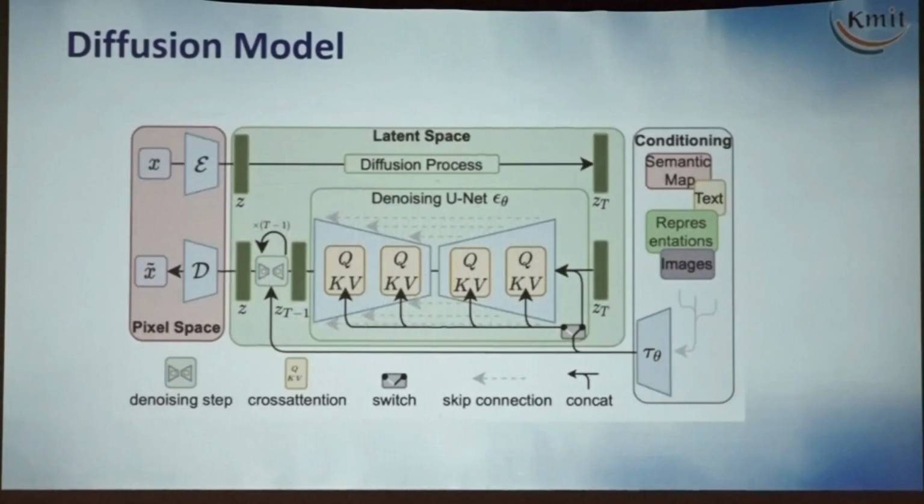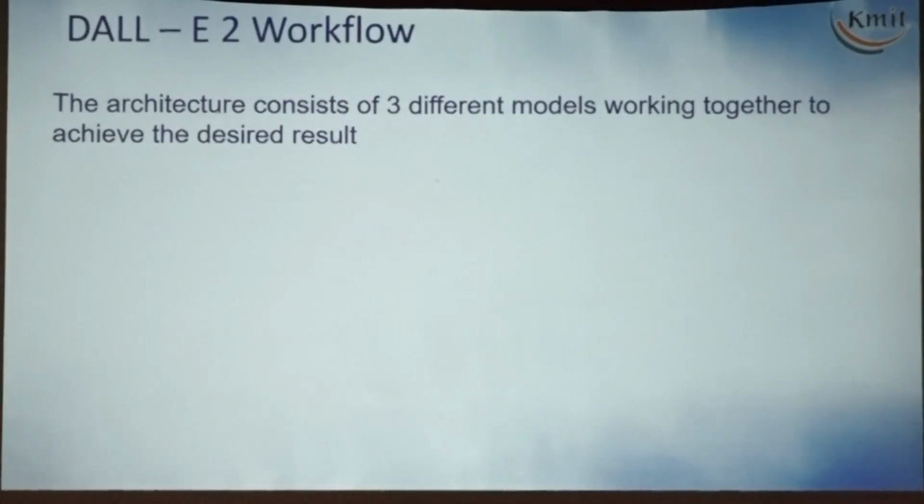Now, this is the original diffusion model architecture. Here we go through the diffusion process and the denoising process, and finally we get the regenerated image. Why should we discuss this? Because in the DALL-E 2 architecture and workflow, I am combining these two.